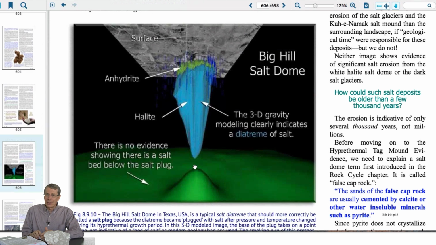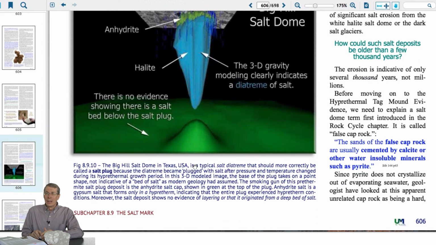Okay. Matter of fact, let's read right here at the bottom. The Big Hill Salt Dome of Texas, USA is a typical salt diatreme. We're going to talk about that word. It's a very important word here in just a second. That should more correctly be called a salt plug, because the diatreme became plugged with salt after pressure and temperature changed during its hyperthermal growth period.